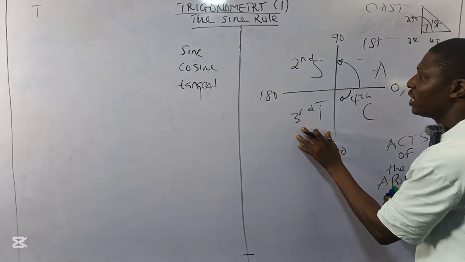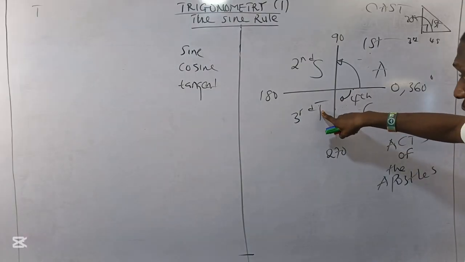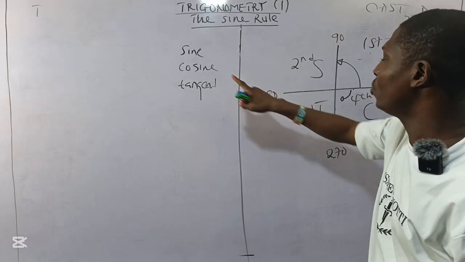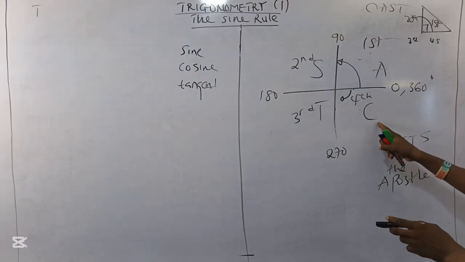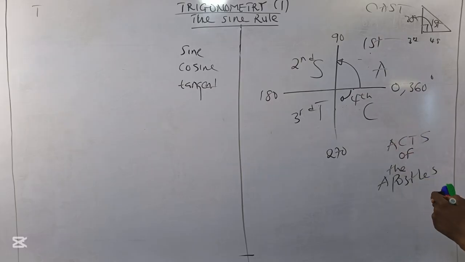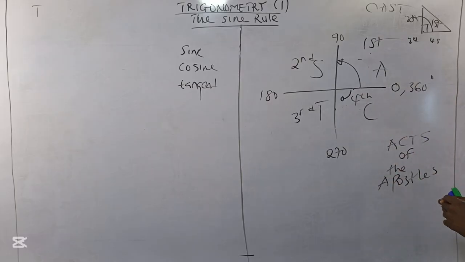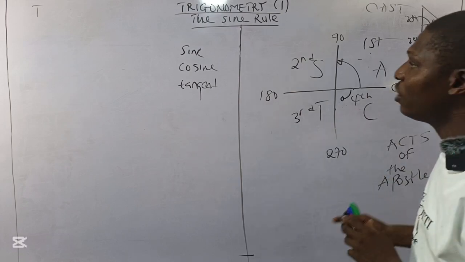And for the third quadrant, we have T for tan. So therefore, it's only tan that is positive, meaning sine and cosine are negative in the third quadrant. And on the fourth quadrant, we have C, meaning only cosine is positive on the fourth quadrant. That's to say, sine and tan are negative on the fourth quadrant. Now let's see how we can use it.